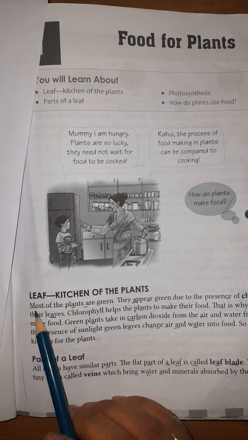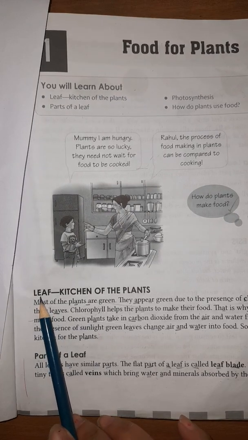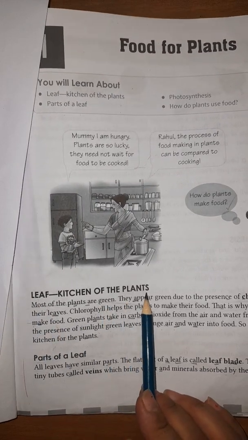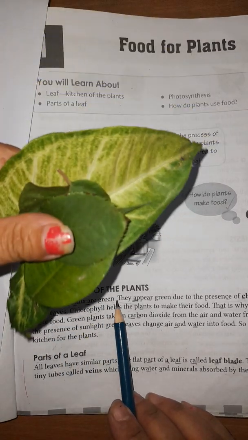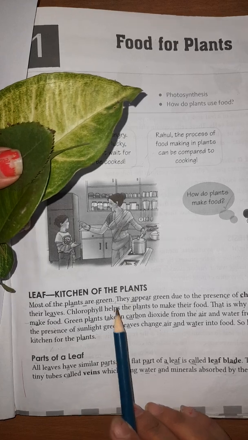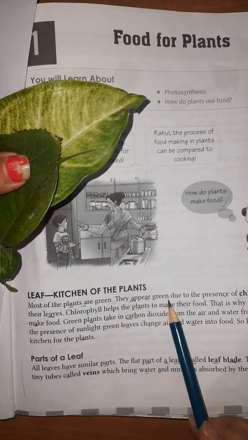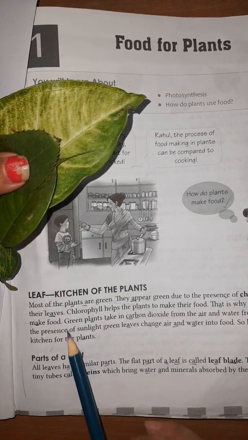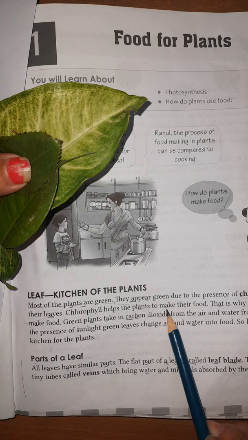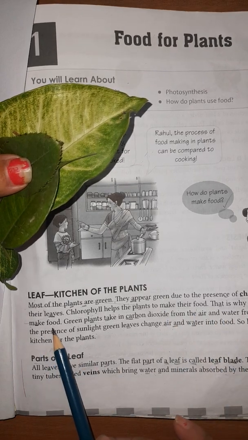So first of all, we'll learn more about the leaf. Leaf, the kitchen of the plants. Most of the plants are green. We know that. You can see these leaves also, these are green in color. But why are these green in color? They appear green due to the presence of chlorophyll in their leaves. Chlorophyll helps the plants to make their food. That is why only green plants make food.